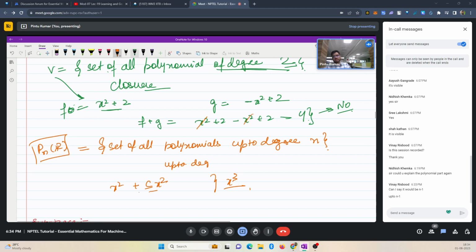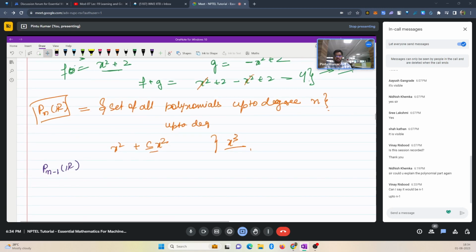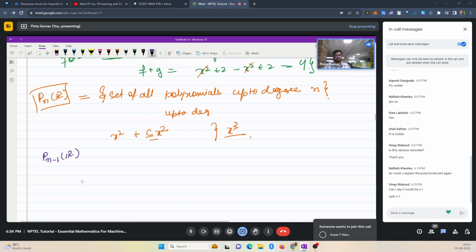Yes, you can say that it would be up to degree n minus 1. Then you can use the notion P of n minus 1 R. So that is a different vector space. Okay, then that would be a different vector space, Vinay.